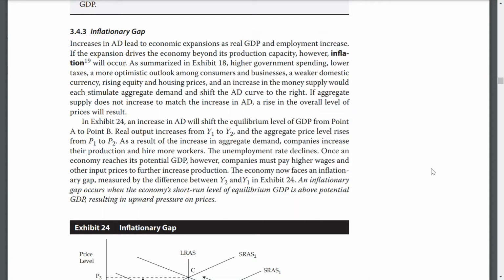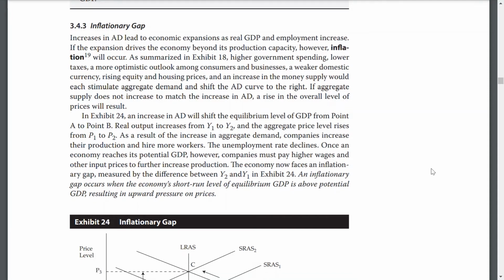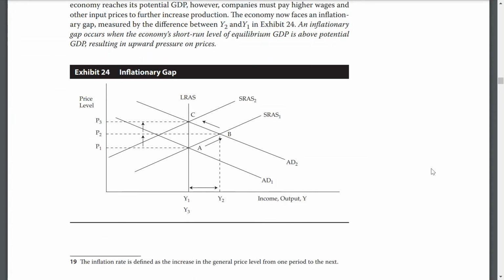As a result of increases in aggregate demand, companies increase their production and hire more workers. The unemployment rate declines once an economy reaches its potential GDP. However, companies must pay higher wages and other input prices to further increase production. The economy now faces an inflationary gap measured by the difference between Y1 and Y2. So Y2 is now greater than the long-run GDP. So this is what we call the inflationary gap. In Exhibit 24, an inflationary gap occurs when the economy's short-run equilibrium GDP is above potential GDP, resulting in upward pressure on prices. So that's exactly what I just said. As you can see, the distance or the gap between Y1 and Y2 is what we call the inflationary gap.